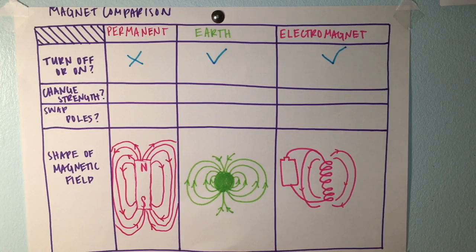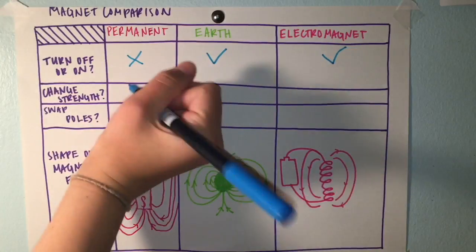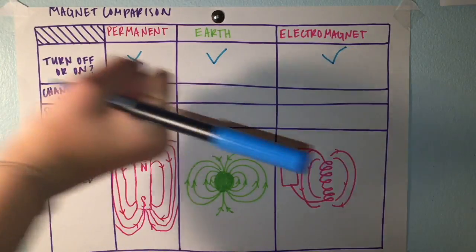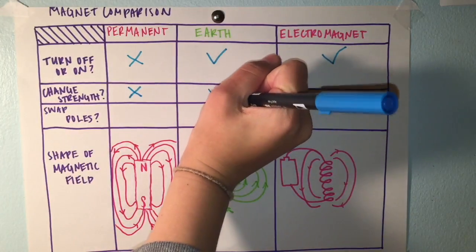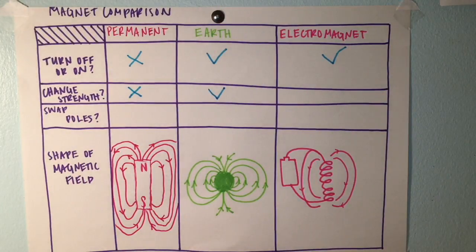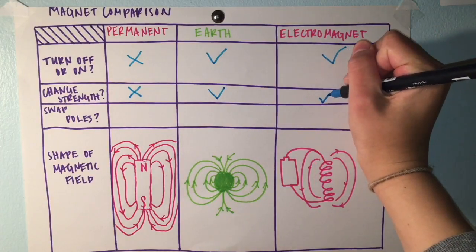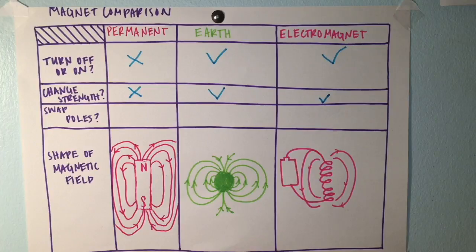Now let's move on to strength. Can a permanent magnet change strength? No, they permanently have the same amount of strength. Earth's magnet can change strength. It is very similar to an electromagnet. An electromagnet can also change strength, whether that be by adding solenoids or batteries.